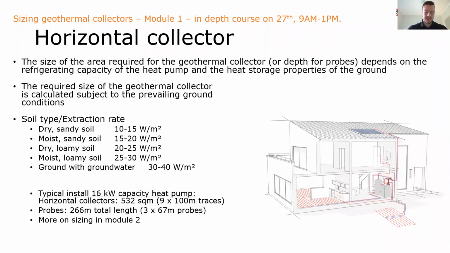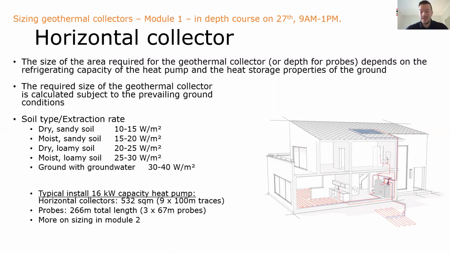Horizontal collectors: the size of the area required for the geothermal collector depends on the refrigeration capacity of the heat pump and the heat storage properties of the ground. The required size of the geothermal collector is calculated subject to the prevailing ground conditions. What all of this basically means is that the area, the soil that the probes or the slinkies will be in, whichever system you choose, needs to be surveyed. It needs to be examined for the extraction rate, essentially, meaning the more humid or wet the soil is, the better, because of conductivity, essentially.